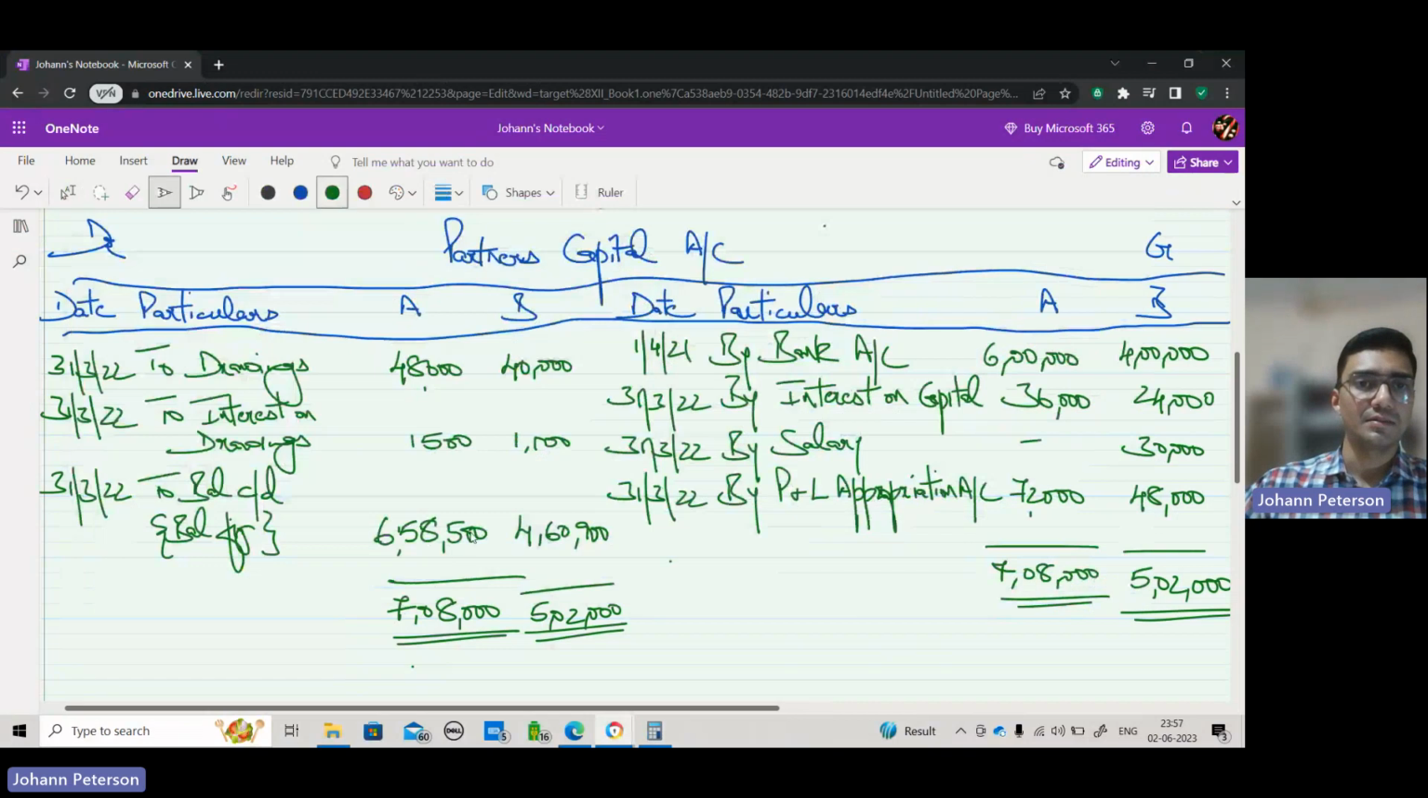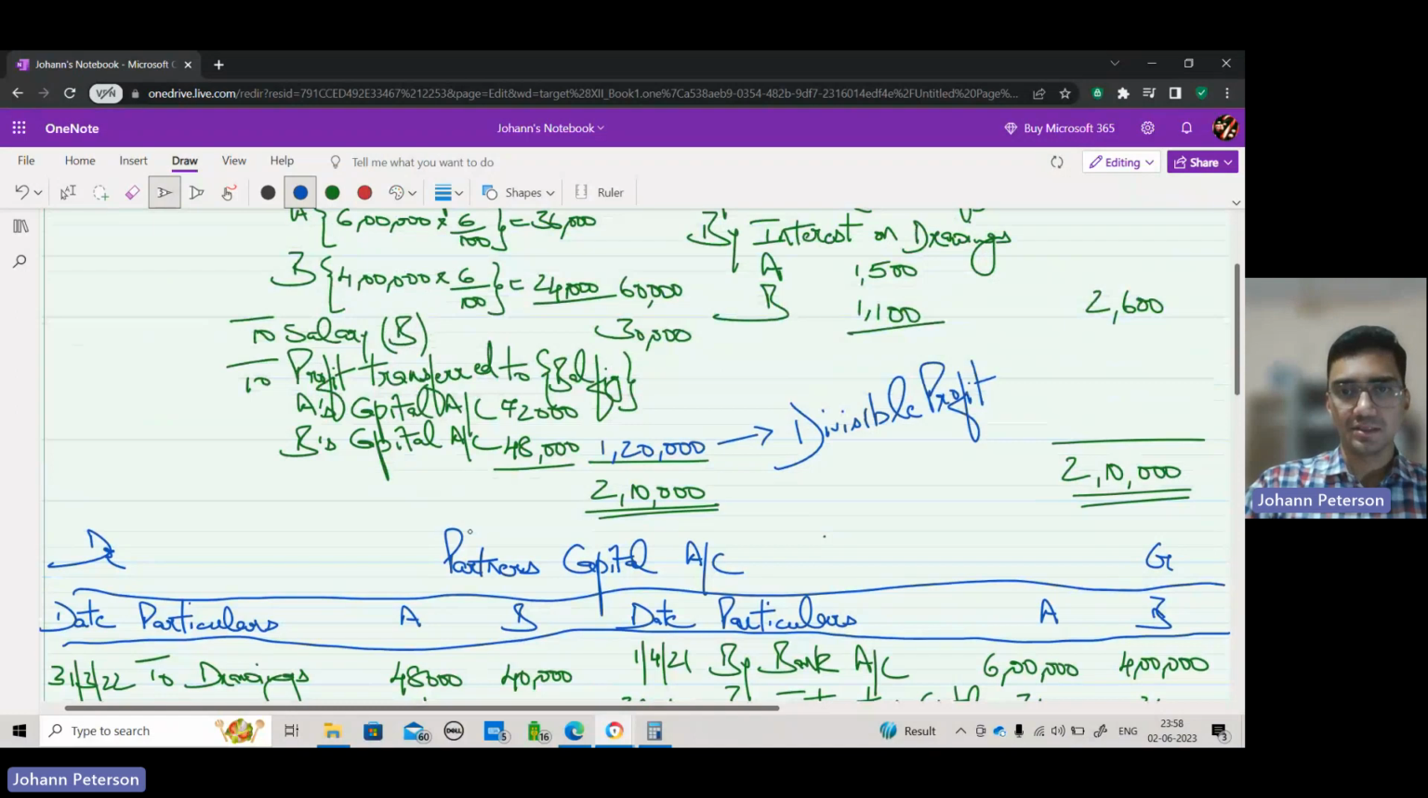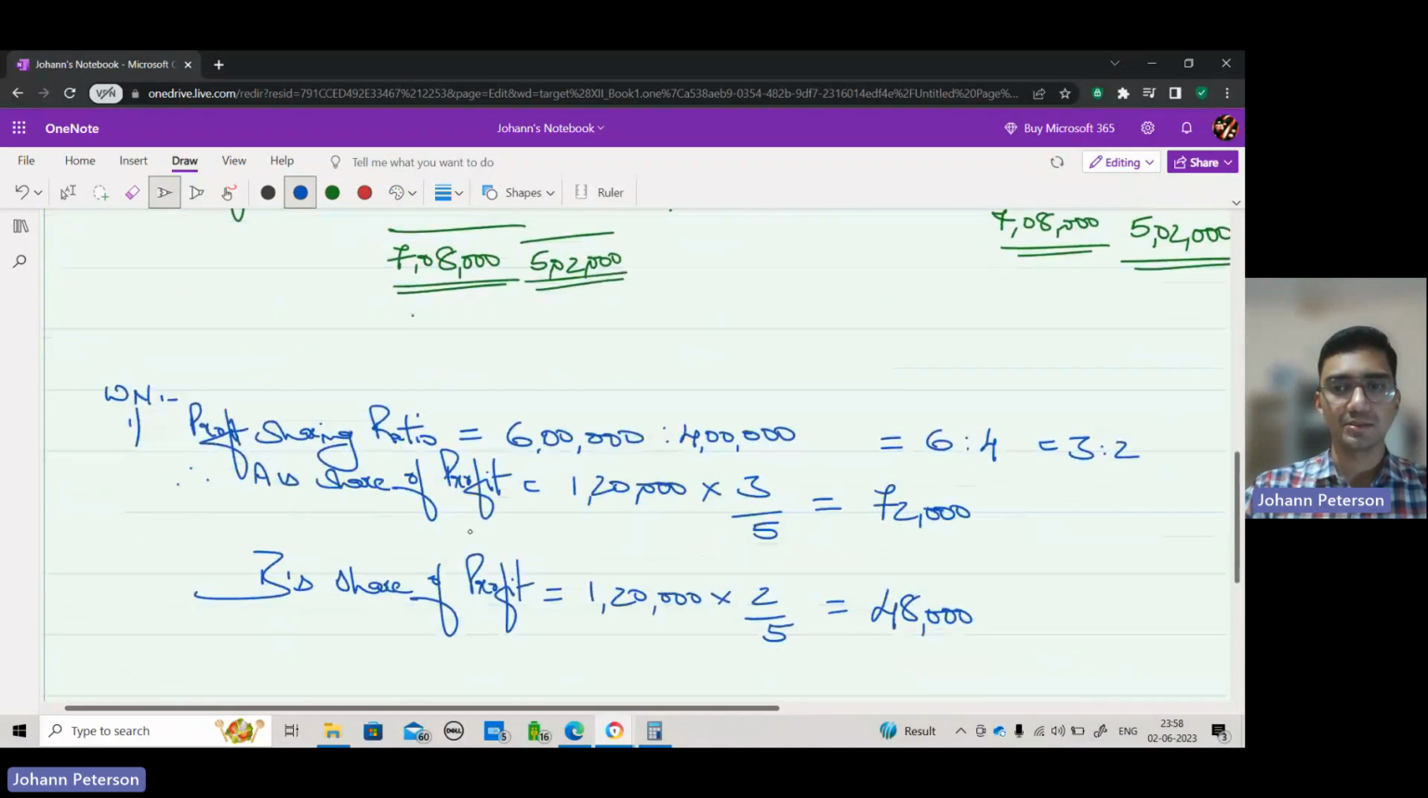So these should be our answers. 6,58,500 is for A's capital, and for B it is 4,60,900. That's correct. And as I said, our divisible profit is 1,20,000. So these three are the answers to the question. Let's take another question.